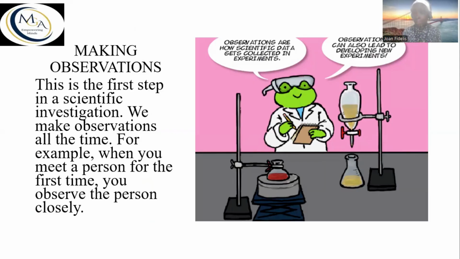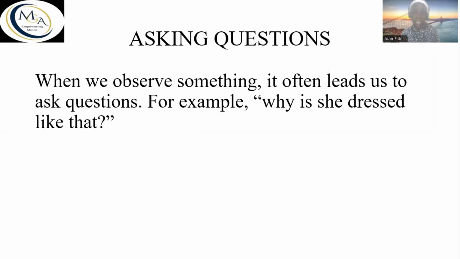Whether we are scientists or not, we make observations all the time. So, for example, you meet a person for the first time, you observe the person closely. Okay, so that's what it means to make observation. The next thing we need to do is to ask questions. So when we observe something closely, it often leads us to ask questions. For example, why is the orange rotten? Why are some worms growing inside the rice? Why is she dressed like that? Okay, so these are all examples of questions that we might ask.